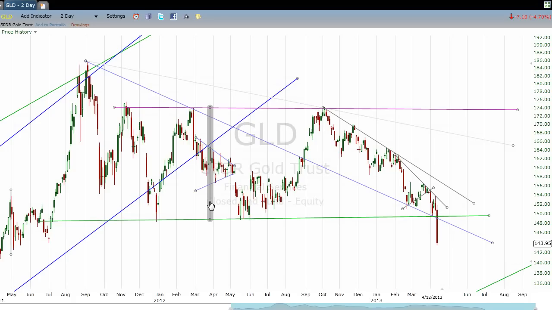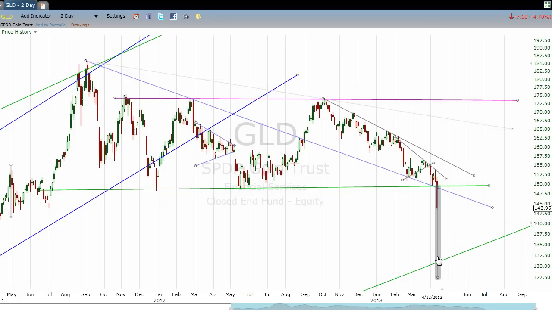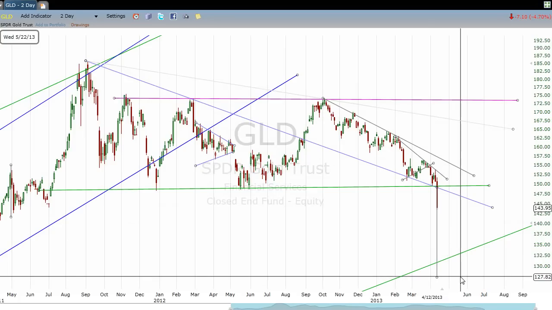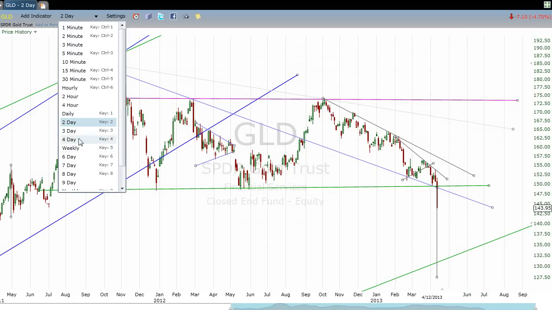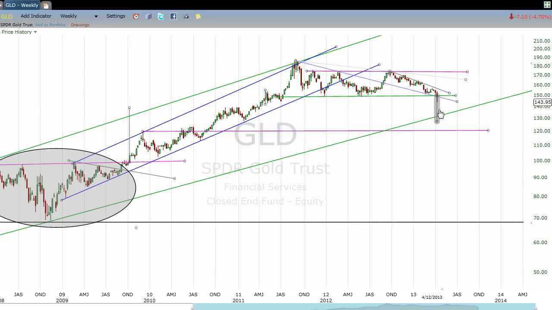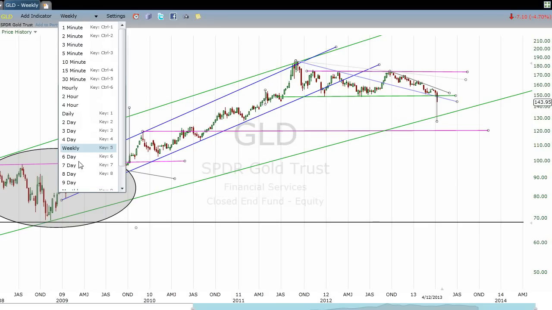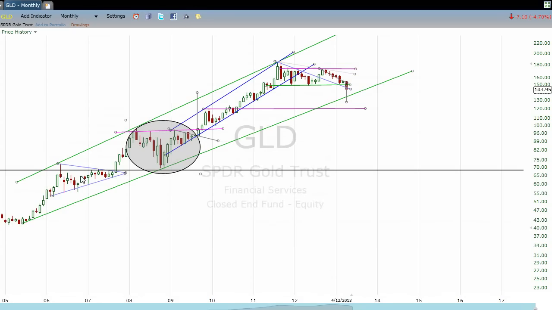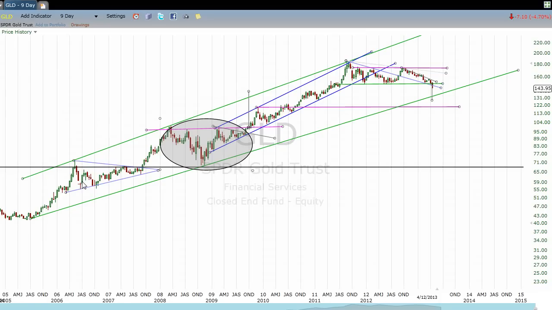So if we measure the height of this pattern and we look at where we broke down today, that means we should be looking for a minimum downside target in gold of about 127 and change. What that also means is that if we get that 127 and change, this rising support line, we'll look at it again, this rising support line will also get taken out.